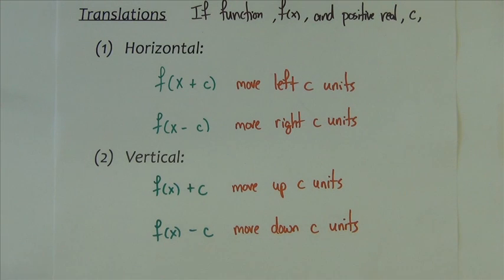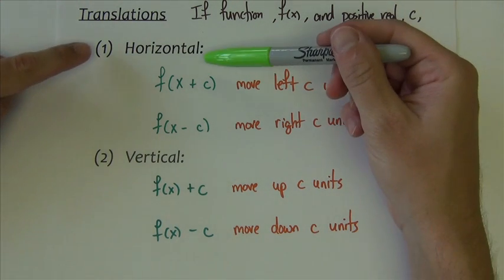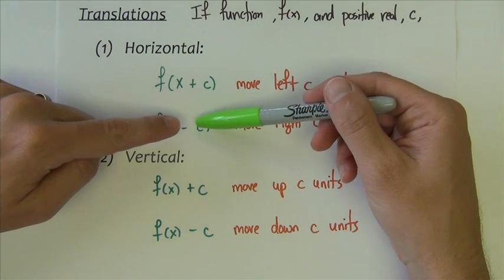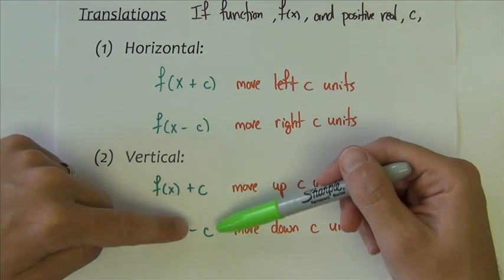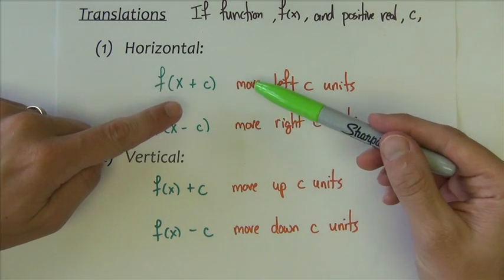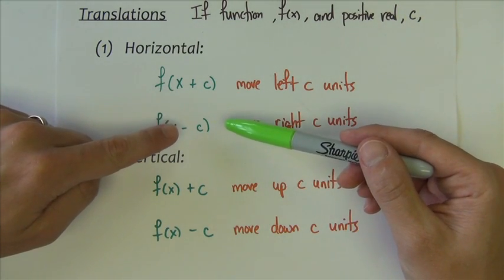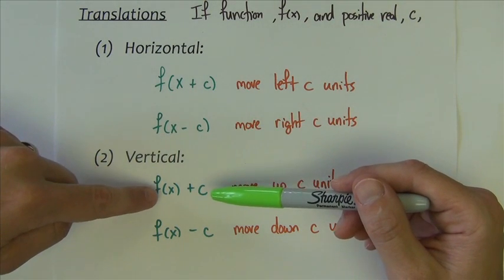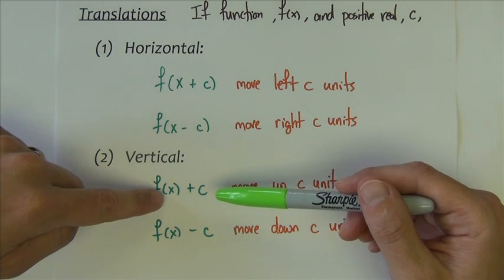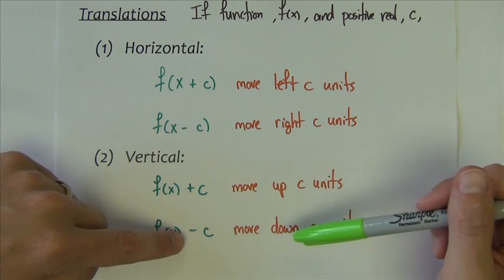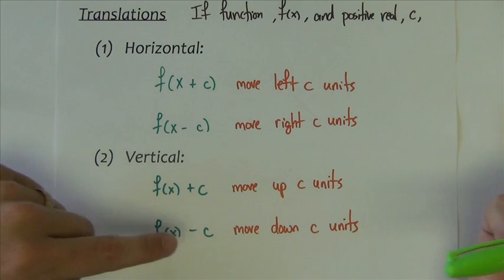Just to sum up, for horizontal translations you see the plus or minus constant c on the inside. For vertical, you see it on the outside. Horizontal is kind of backwards of logic or common sense: plus goes left, minus goes right. Vertical follows common sense or logic: plus goes up, minus goes down. Let's see a few examples of that.